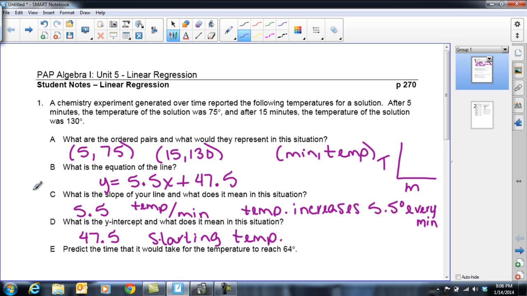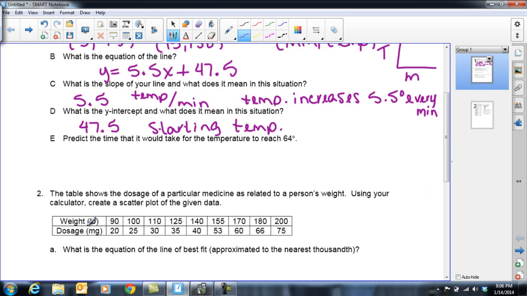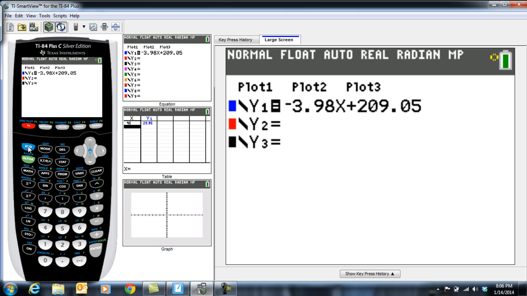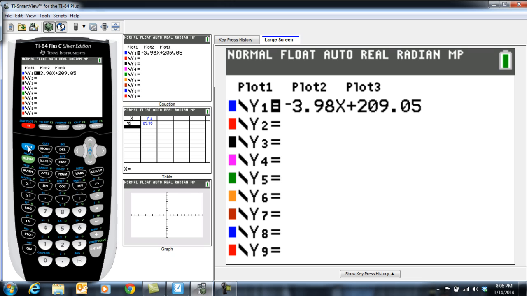So now they want us to predict the time it would take for the temperature to reach 64 degrees. Well, temperature is the y value. So you have two options here. We can plug 64 into this and solve it, or we can again use our calculator. If we go back to our calculator and press this button up here called y equals, you should get a screen similar to this minus the colors. We're going to enter our equation into y1 here. I'm going to clear that out and type in the one I have. Well, the one I have is 5.5x, which is this button right here, plus 47.5.